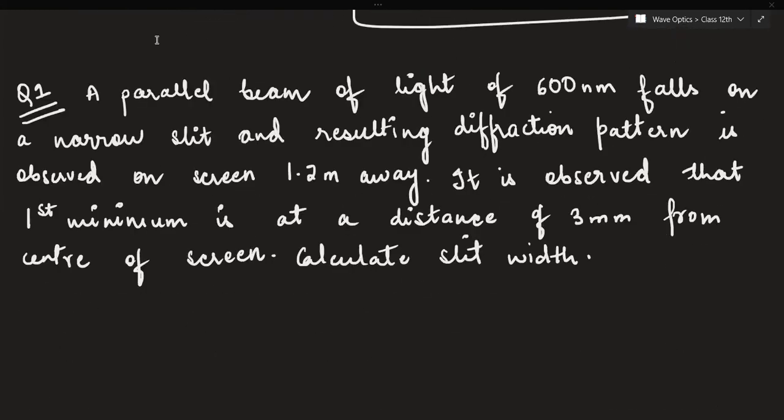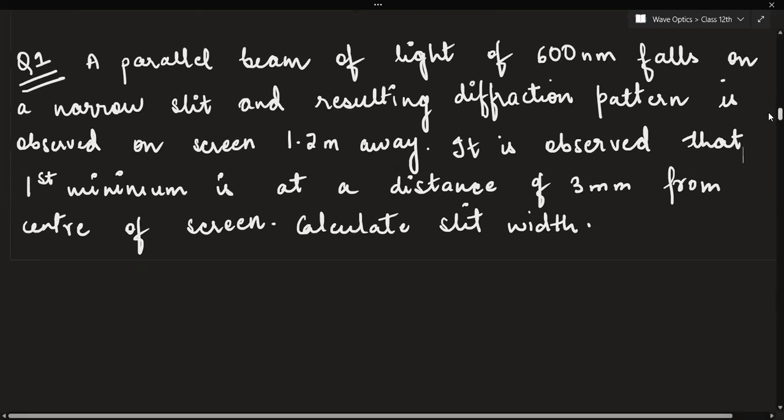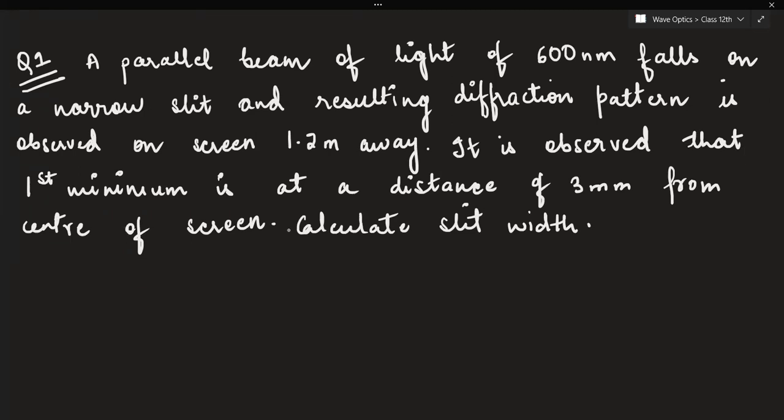Okay, let's practice one numerical on this. It says a parallel beam of light of 600 nanometer falls on a narrow slit resulting in a diffraction pattern. So wavelength is 600 into 10 to the power minus 9 meters, and the diffraction pattern is observed on a screen 1.2 meters away.